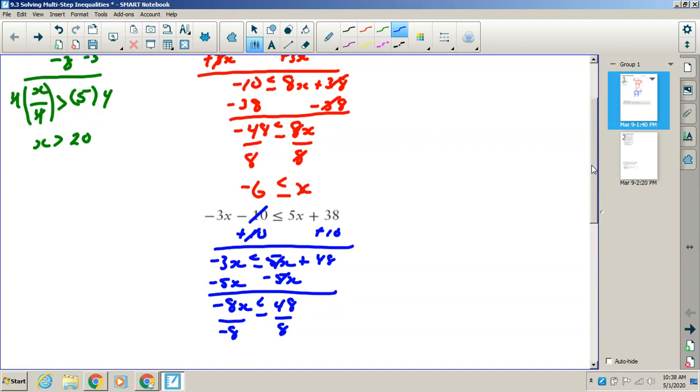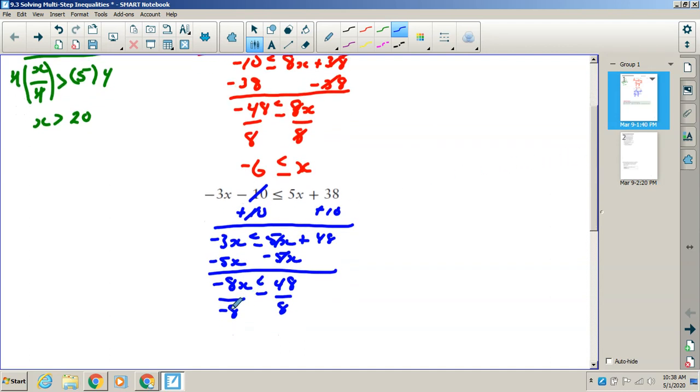Remember last day, if I divide by a negative to solve for x, my sign has to change direction. So now instead of it being less than or equal to, it now goes to greater than or equal to. And that should be a negative 8, sorry. 48 divided by negative 8 is negative 6. So I end up with x is greater than or equal to negative 6.